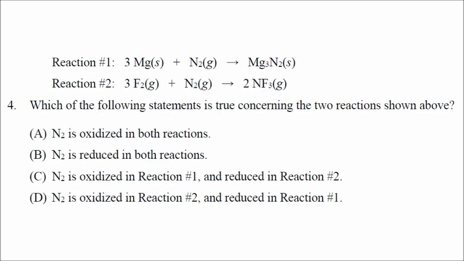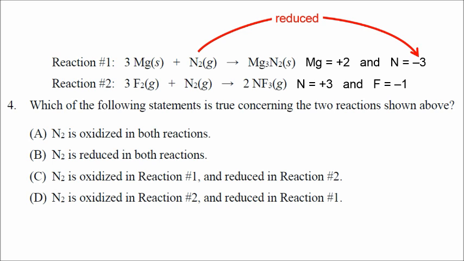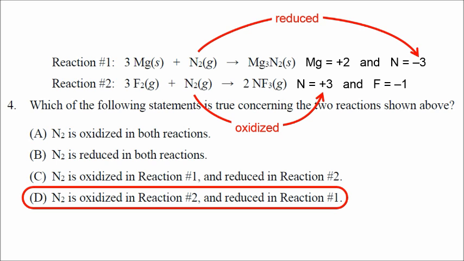So we have nitrogen starting out as 0 in both of these reactions. To form magnesium nitride, the nitride ion has an oxidation number of -3. But in the NF3 compound, if fluorine is -1, that means that nitrogen has to be +3. So in reaction 1, we're going from 0 to -3, so it's reduced. But in reaction 2, we're going from 0 to +3, so it is oxidized. So the correct answer, D, nitrogen is oxidized in reaction 2 and reduced in reaction 1.